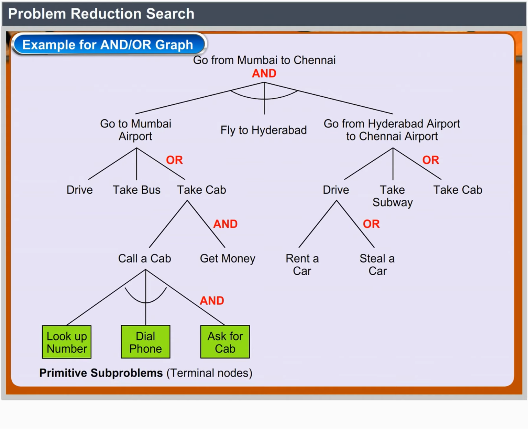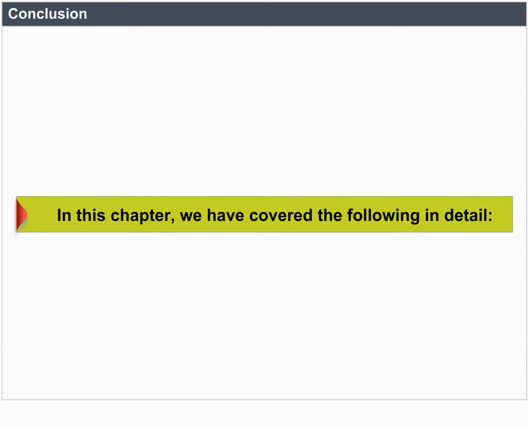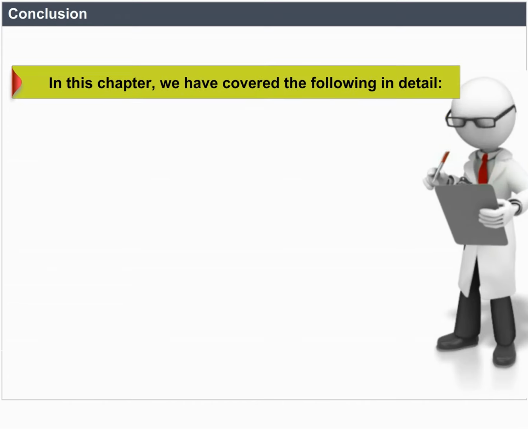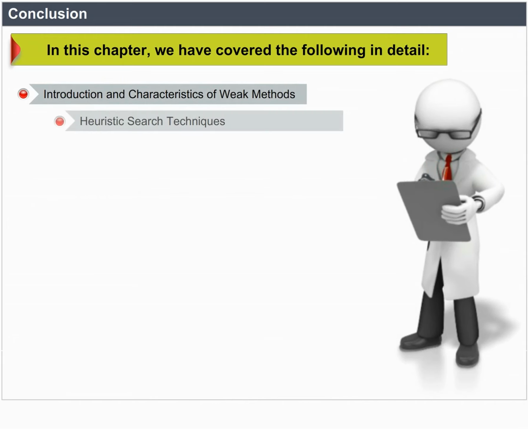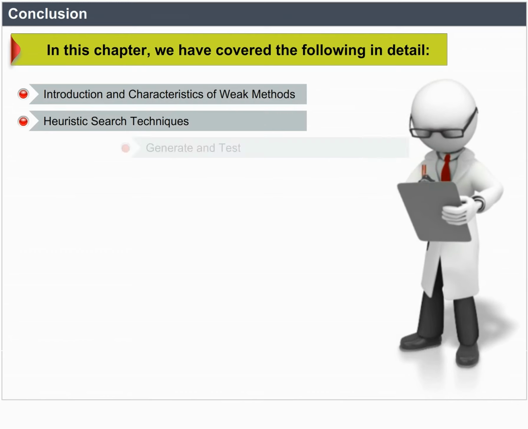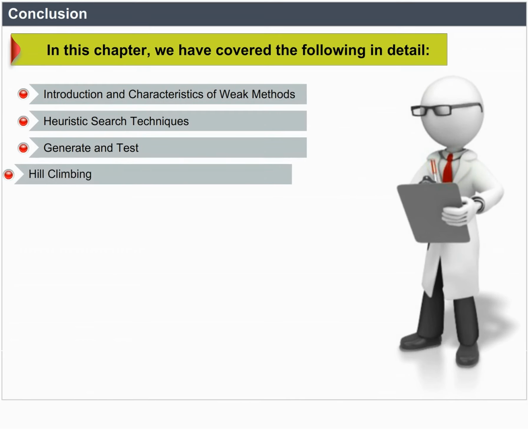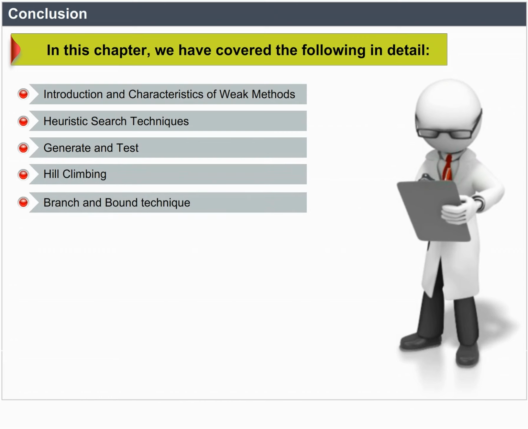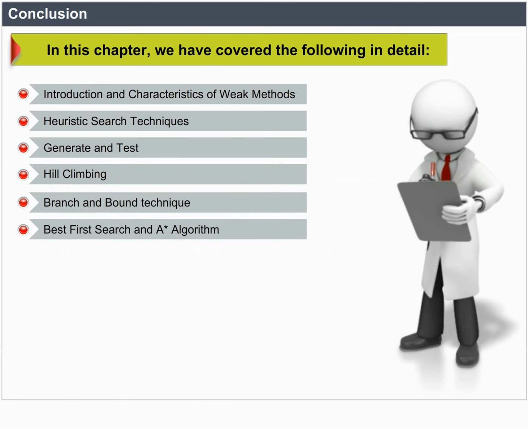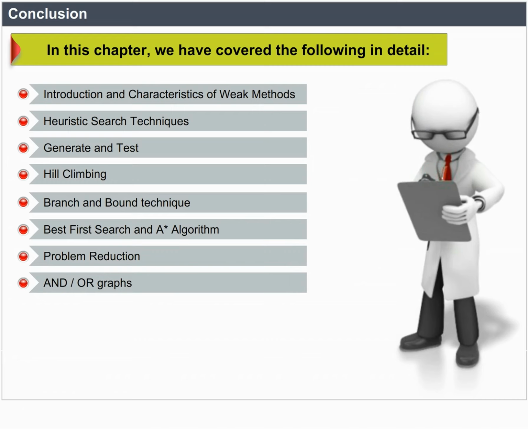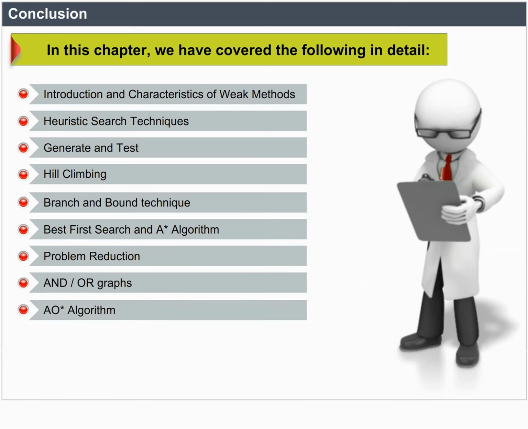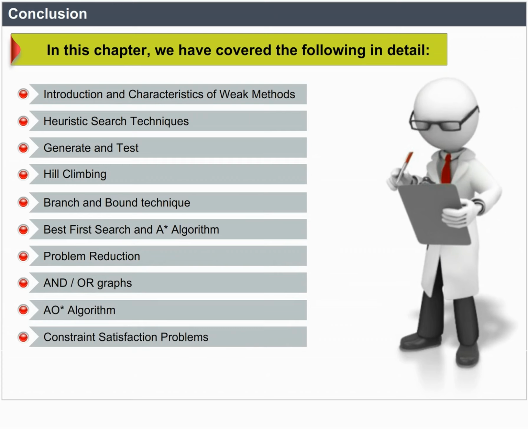Conclusion. In this chapter, we have covered the following in detail. Introduction and characteristics of weak methods. Heuristic search techniques: generate and test, hill climbing, branch and bound technique, best first search and A* algorithm. Problem reduction: AND/OR graphs, AO* algorithm. Constraint satisfaction problems. Means-ends analysis.